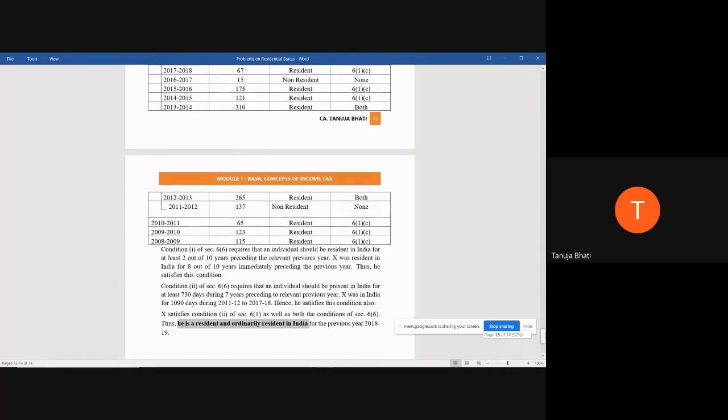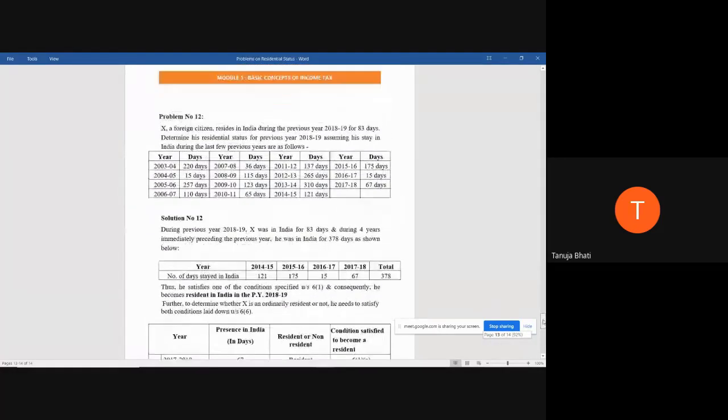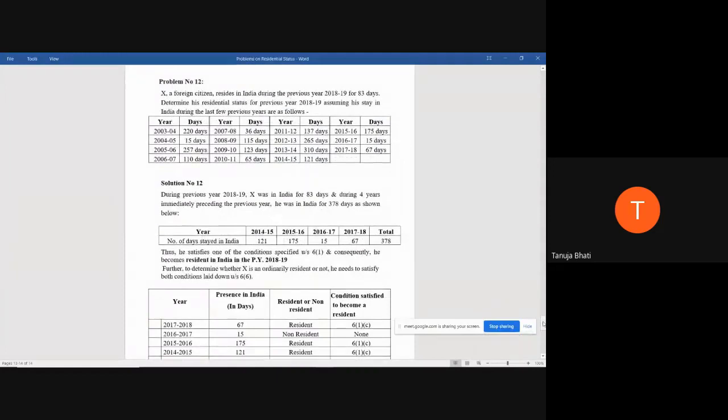Have you all understood the solution for problem number 12? Yes, ma'am. Yes, students? Yes, ma'am, understood. Okay, so very good.